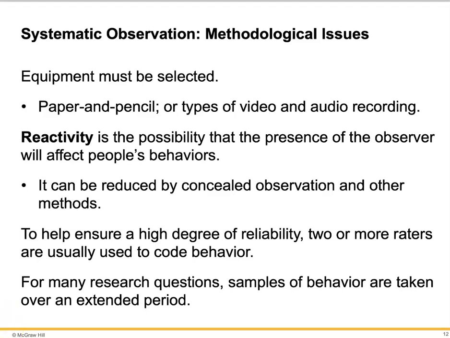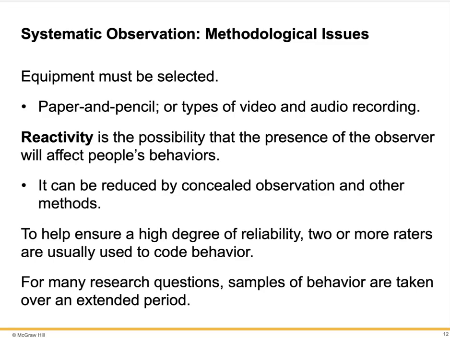Okay, so when we look at systematic observation, there are some methodological issues that researchers have to figure out. Equipment must be selected: paper and pencil, the types of video and audio recordings. Okay, so when it comes to equipment, it is becoming more common to use video and audio recording equipment to make such observations because they provide a permanent record of the behavior observed that can then be coded later.